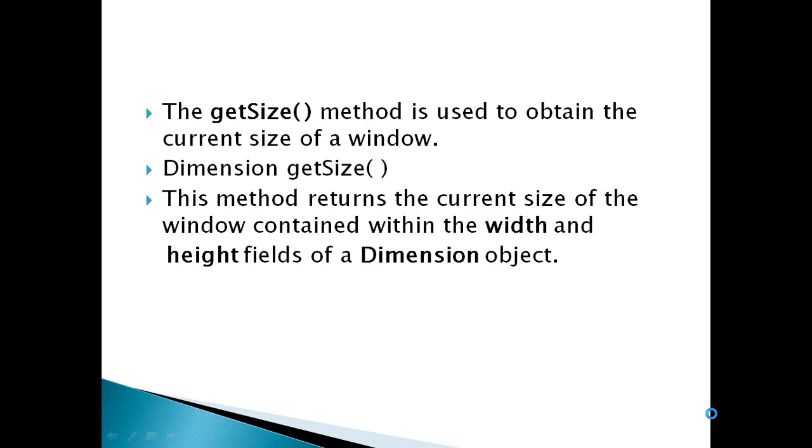Next is the getSize method. The getSize method is used to obtain the current size of the window. Dimension getSize is the syntax. This method returns the current size of the window contained within the width and height fields of a Dimension object. The Dimension class has two fields, width and height. When we use the getSize method, the width value is stored in the width field, and the height value is stored in the height field.